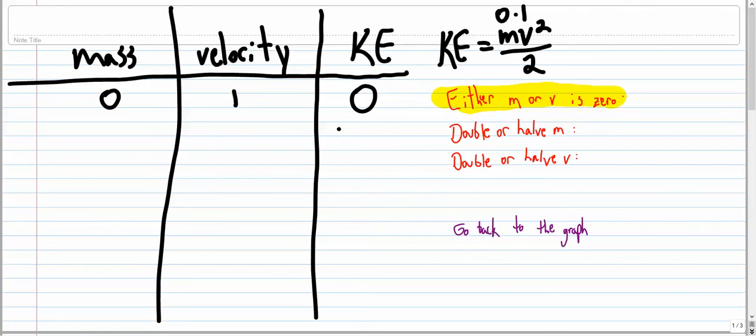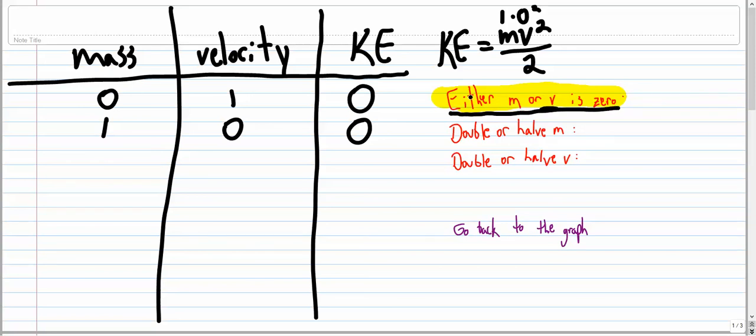So what happens if instead my velocity is 0? This time I'll put a 1 for mass just to use easy numbers and a 0 for velocity. So instead of 0 times 1, I've got 1 times 0 squared. If I square it, this is just 0 again. So if either m or v is 0, if the object is not moving, then it has 0 joules of kinetic energy. All right, so check. That one's off my list.